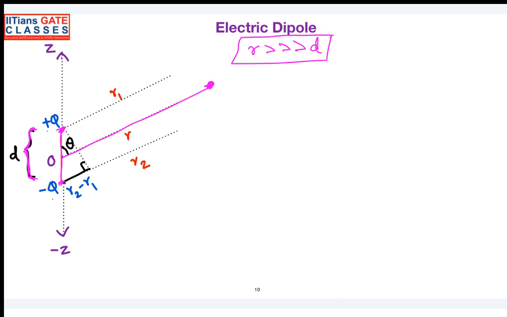See here, this positive charge will also create some electric field and negative charge also will create some electric field. As long as the observer is very far away from the source, you can say that all three rays are looking to be parallel. Am I correct? The moment the observer is very far away from the source, you can see here that all three rays are looking to be parallel. Is my assumption correct or not?